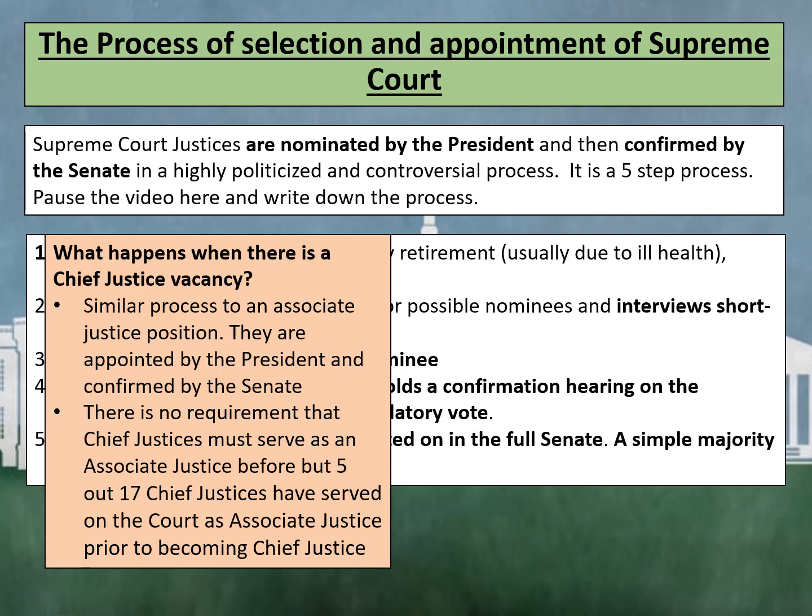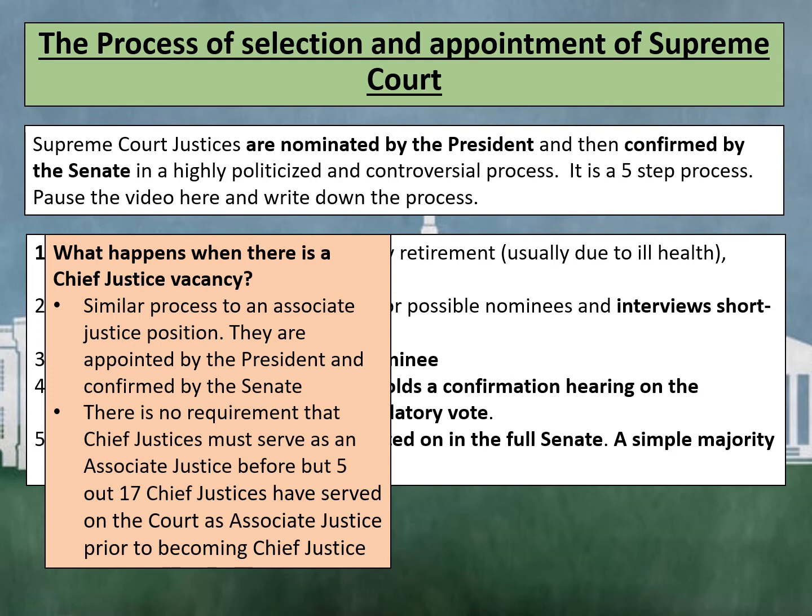Supreme Court justices are nominated by the President and then confirmed by the Senate in a highly politicised and controversial process. It is a 5-step process. Pause the video here and test yourself by writing down the process before I go through it in the video.